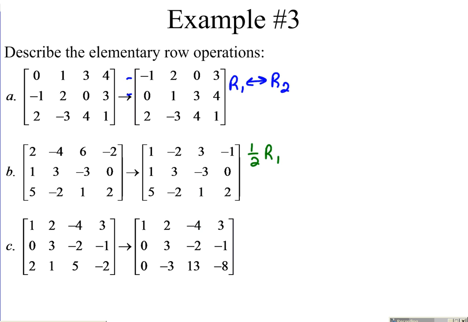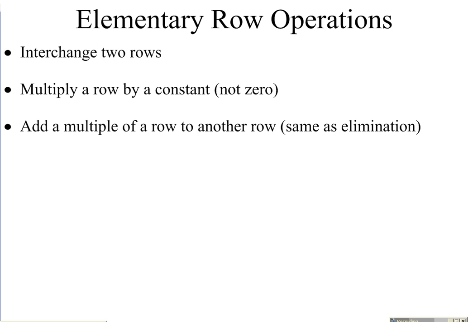Third one, we can see that row 1 is unchanged. Row 2 is unchanged. Therefore, we're not switching any rows, so we can eliminate that. Row 3 has been changed. Are we multiplying row 3 by a constant? No, because we know we cannot multiply by 0, and this 2 turned into a 0, so we know we are not multiplying. The only thing that that leaves us with is the third thing here, adding a multiple of a row to another row.